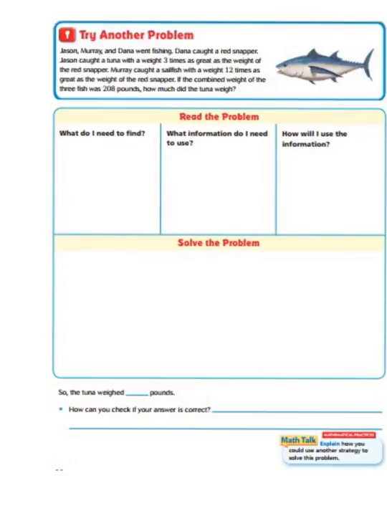Now let's try another problem together. It says, Jason, Murray, and Dana went fishing. Dana caught a red snapper. Jason caught a tuna with a weight 3 times as great as the weight of the red snapper. Murray caught a sailfish with a weight 12 times as great as the weight of the red snapper. If the combined weight of the 3 fish was 208 pounds, how much did the tuna weigh? So we need to find out the weight of the tuna.